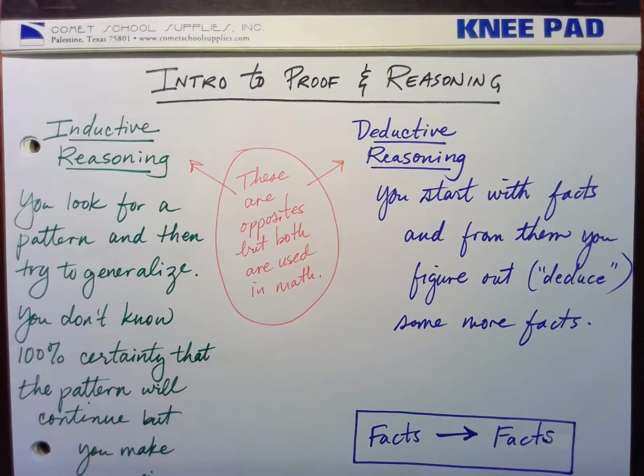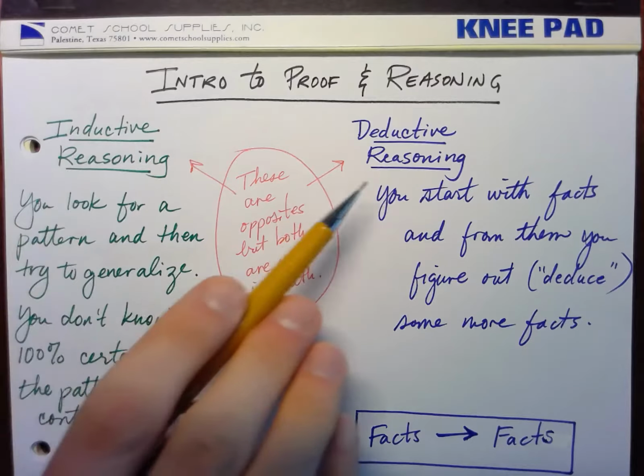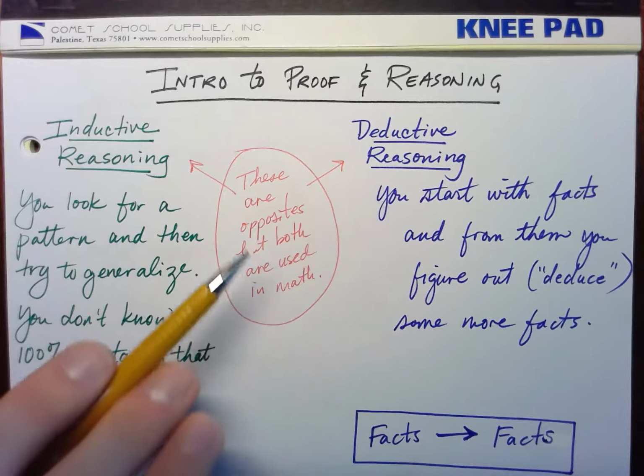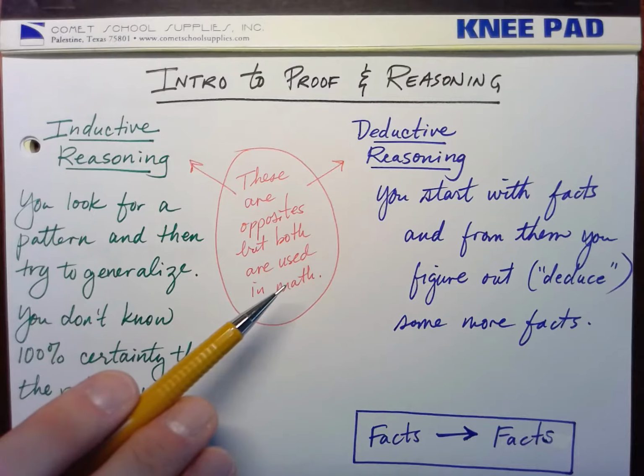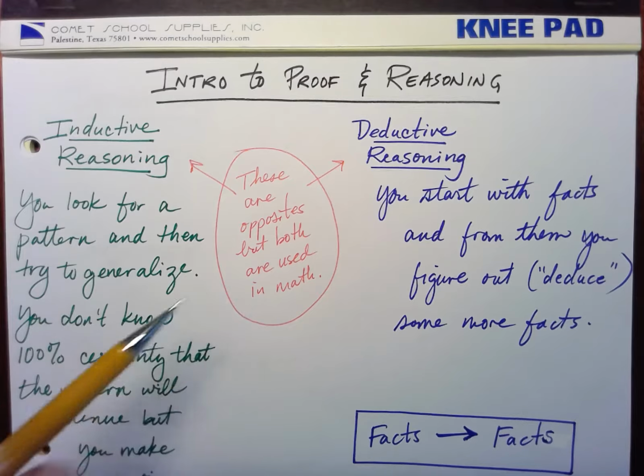You may have done a little bit in algebra last year, but we're really going to look at this from a structural point of view now and really build this up as a complete understanding of what proof and reasoning means. So I want to start by talking about two kinds of reasoning. We have inductive and deductive reasoning. And these are opposites of each other, but they're both used in math. So we need to describe the two differences here.